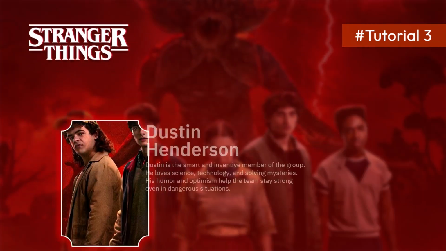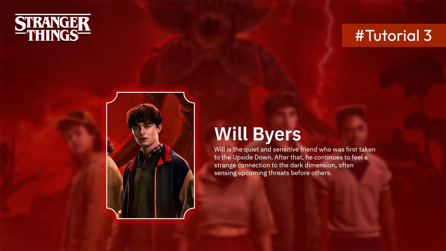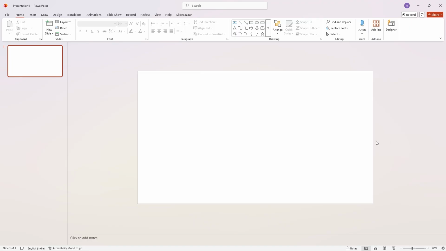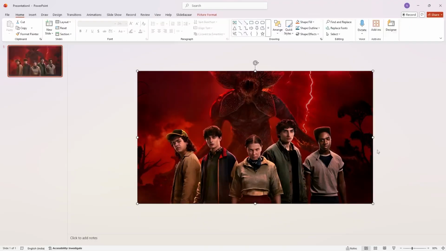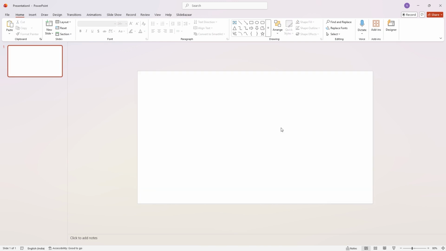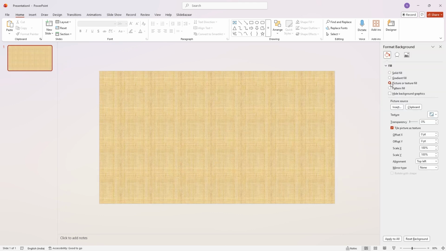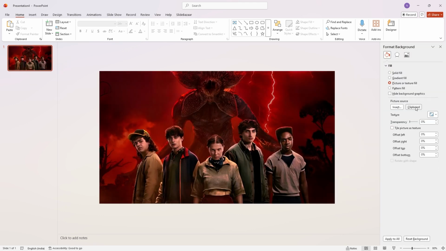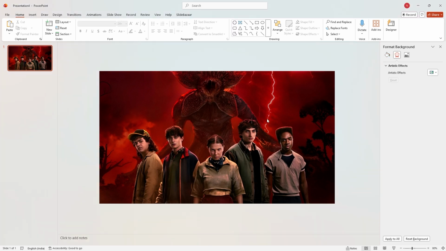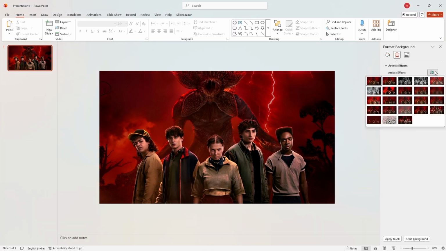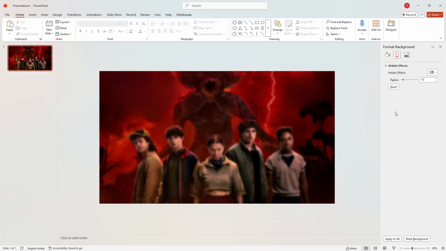Now, let's take a look at how you can create a slide like this. First, insert an appropriate image onto your slide. Select the image and press Ctrl+X to cut the image. Next, right-click the slide, go to Format Background, and click on Picture, and then on Clipboard to insert the image you just cut. Go to the Effects tab, and in the Artistic Effects drop-down, select Blur.